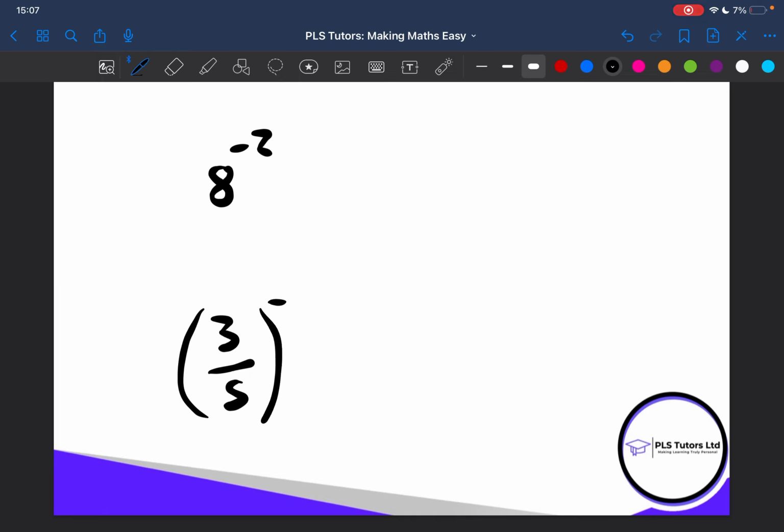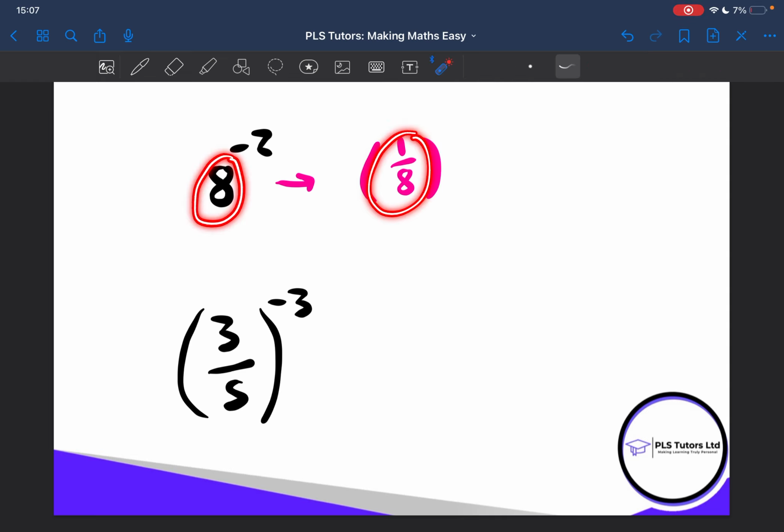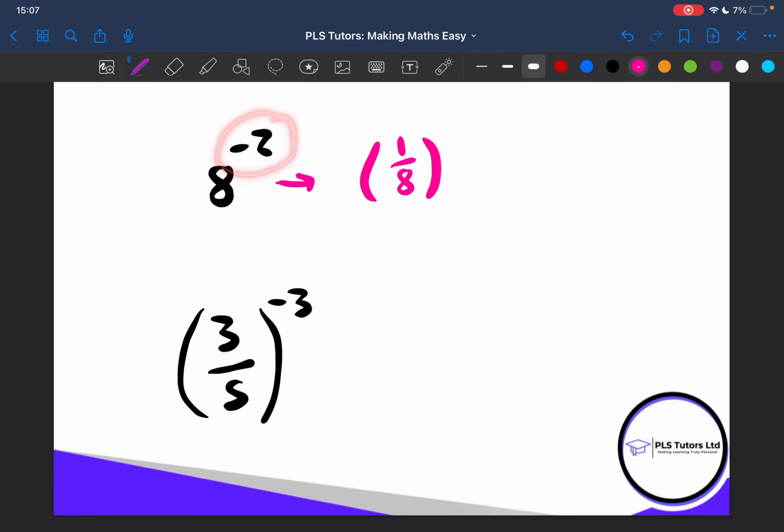Now when it's a negative, we don't like negatives, so we're going to get rid of them straight away. So in order to get rid of this minus 2, we're going to flip the 8 upside down. That might sound really weird, but when you flip 8 upside down, it becomes 1 over 8. And by flipping it to go from 8 to 1 over 8, you've turned the power from minus 2 to positive 2. And then if you square each one, 1 squared is 1, and 8 squared on the bottom is 64. You just square each of them individually.